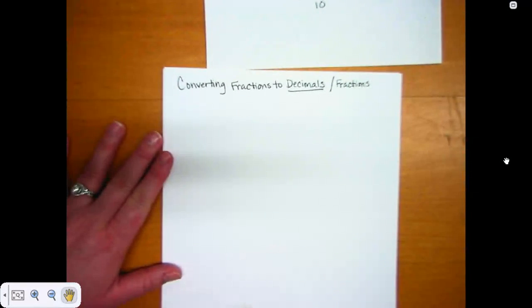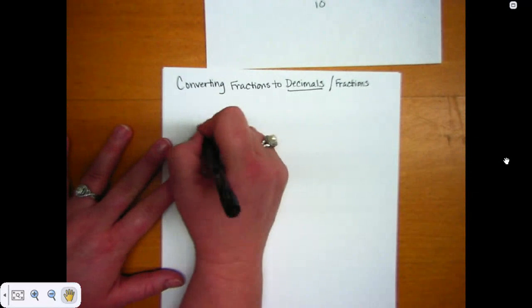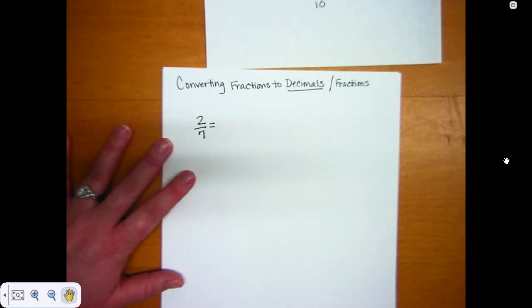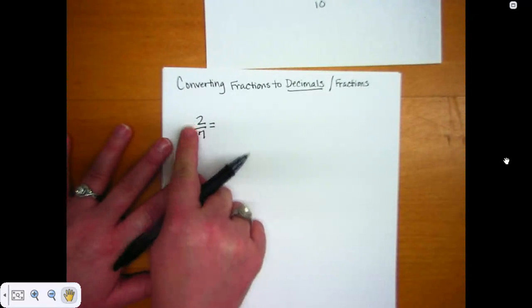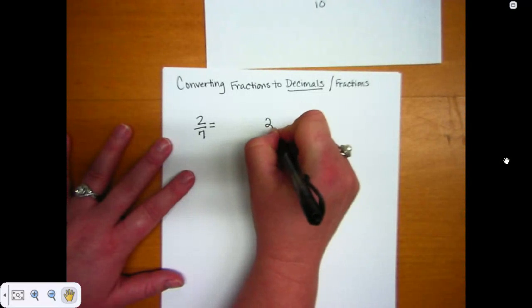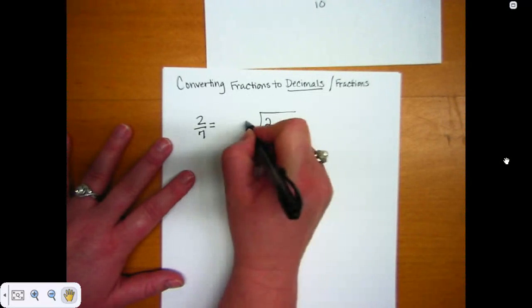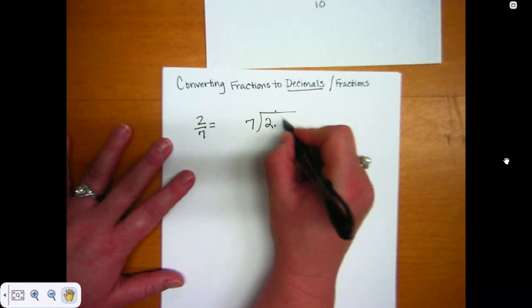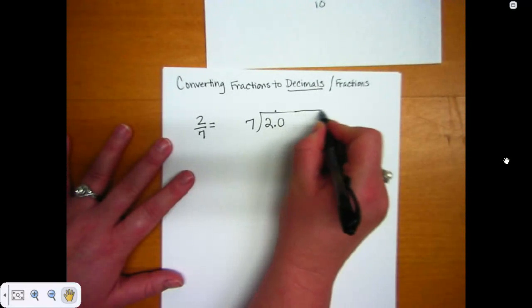Okay, so if we had a fraction and it was 2/7, we would convert that to a decimal by dividing the top by the bottom. So we're going to write it just like we say it: 2 divided by 7. Now I need to go ahead and put my decimal, and I can put a 0 here.